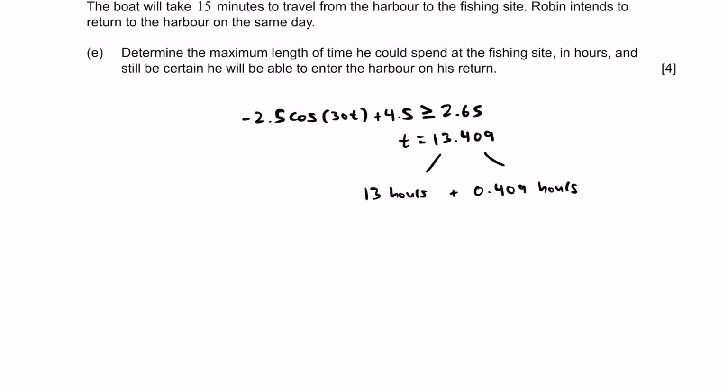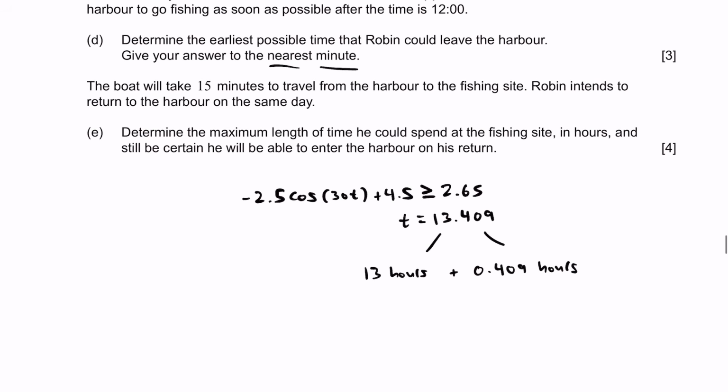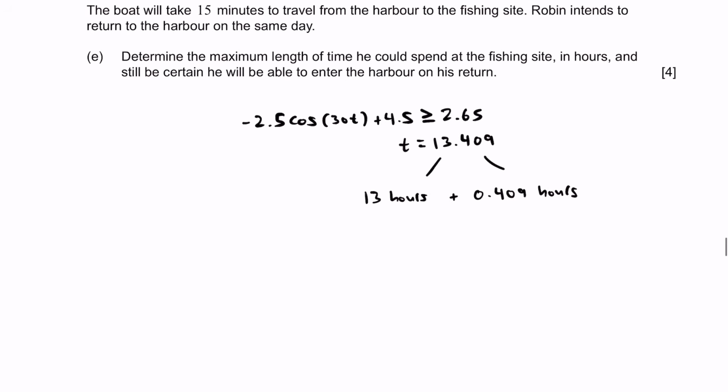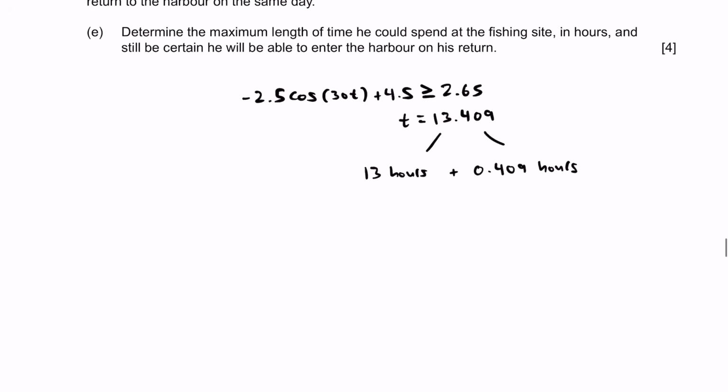So 13 hours can stay, but we don't really talk about 0.409 hours. We can talk about a half hour, a quarter hour. Here they're asking us to write it in terms of minutes, so give our answer to the nearest minute. What is 0.409 hours in minutes? Well, we know 1 hour is itself equivalent to 60 minutes.